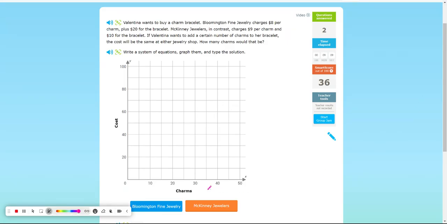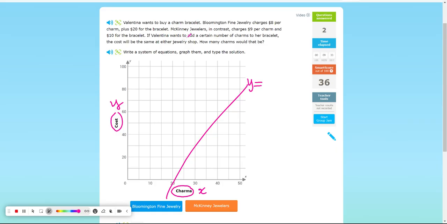Okay, so let's see. On the x-axis is the number of charms right here. Okay, so this is the x value. And on the vertical axis, the y-axis, that's the cost. So let's see over here. We got two jewelry businesses over here. Bloomington. So let's write the equation for Bloomington.